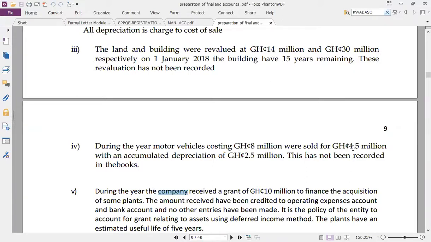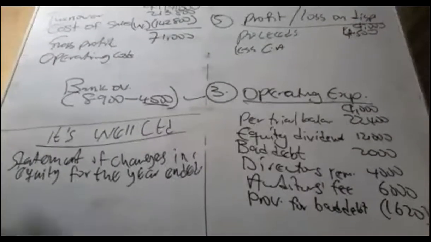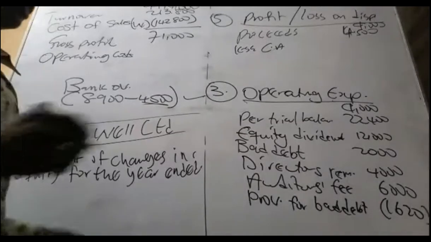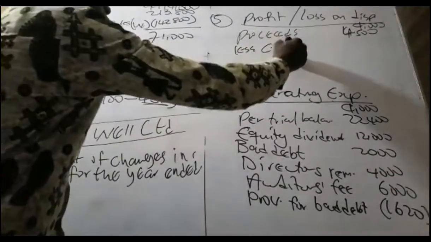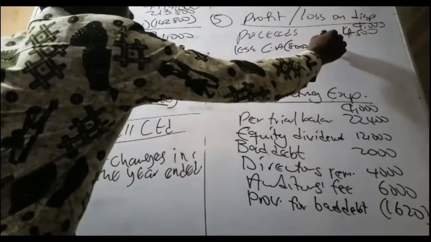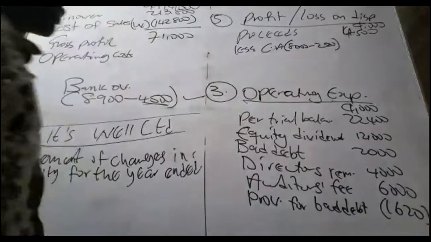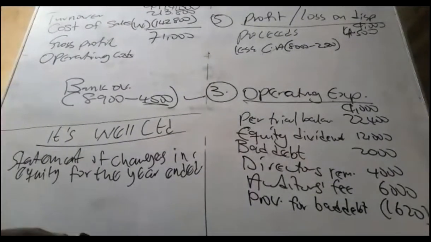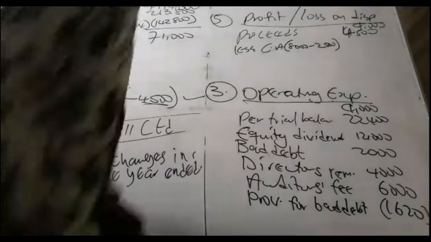What is the carrying amount? The carrying amount is equal to the cost of 8 million less accumulated depreciation of what? 2.5 million. Agreed. Good. So the carrying amount of the asset will be, open a bracket, 8,000 less 2,500, and that'll give us 5,500. Agreed.